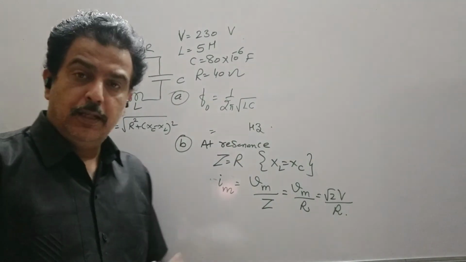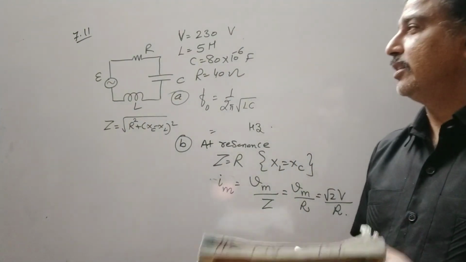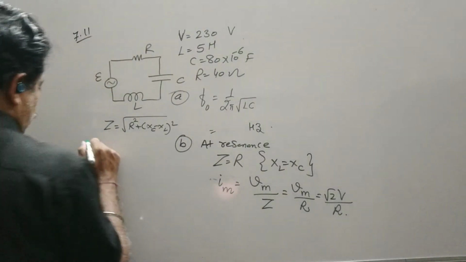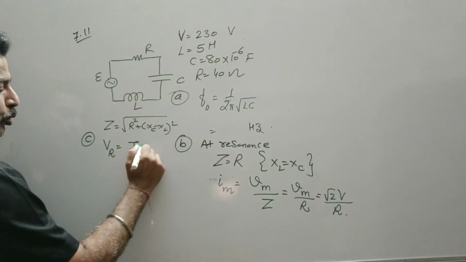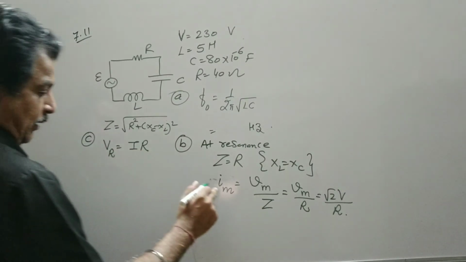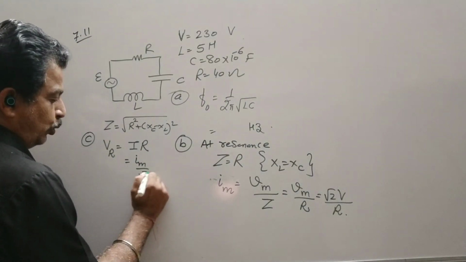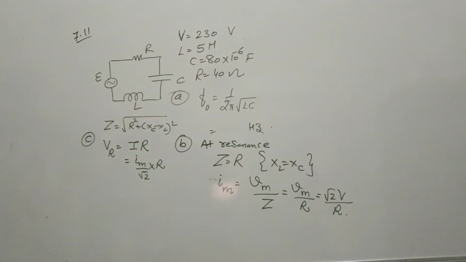The third portion: determine the RMS potential drop across the three elements of the circuit. So now we have to determine the voltage drop. The voltage drop across R should be equal to I into R. Now here I is IRMS and we found Im. So this should be written as Im divided by root 2 into the value of R, that is 40 ohms, which is given. So this is the potential drop across this resistance R.